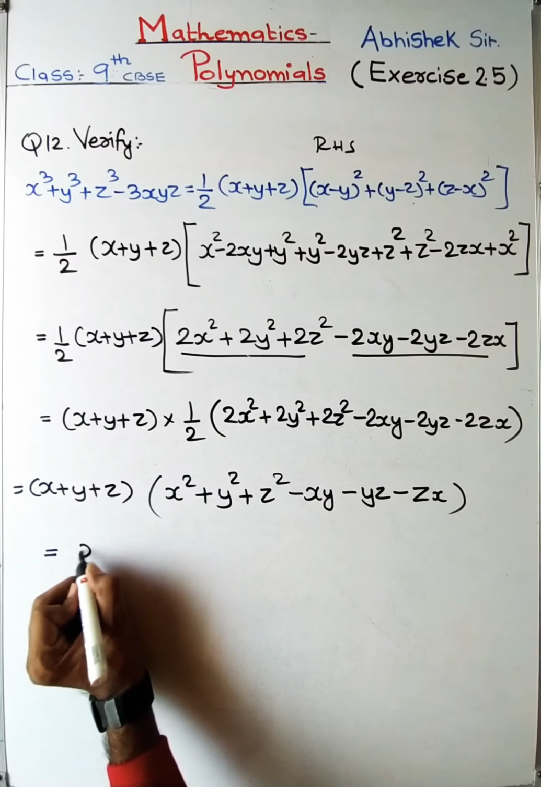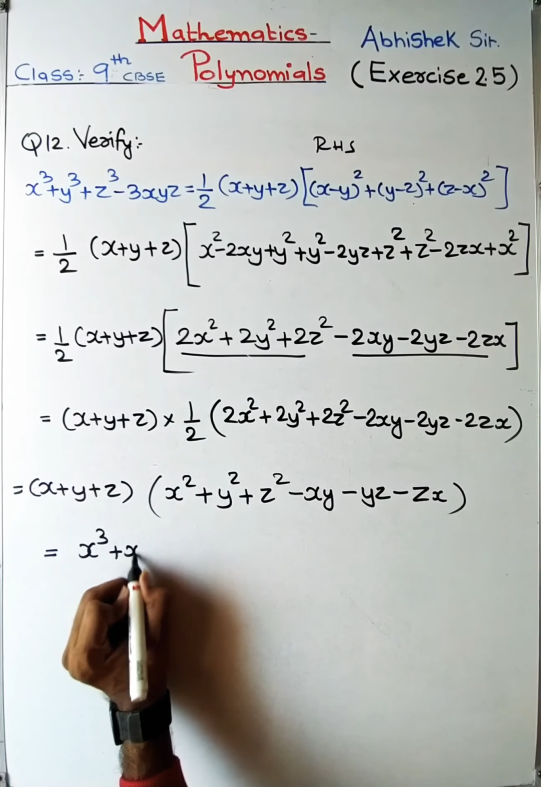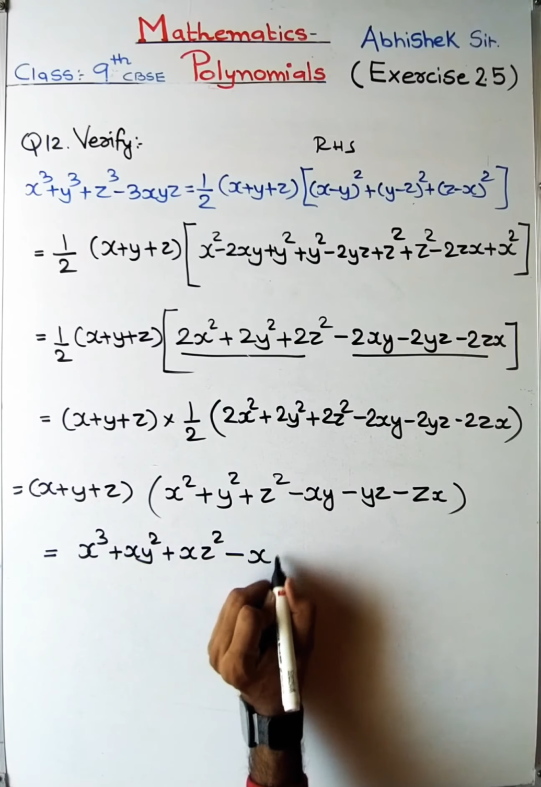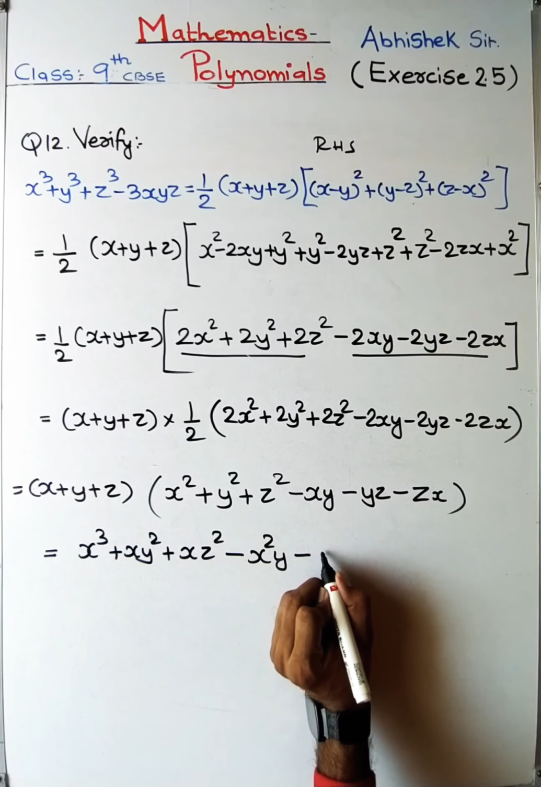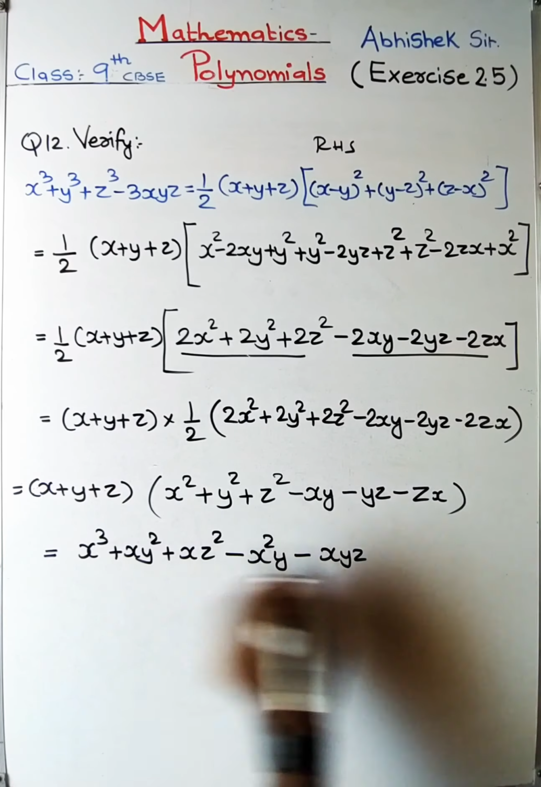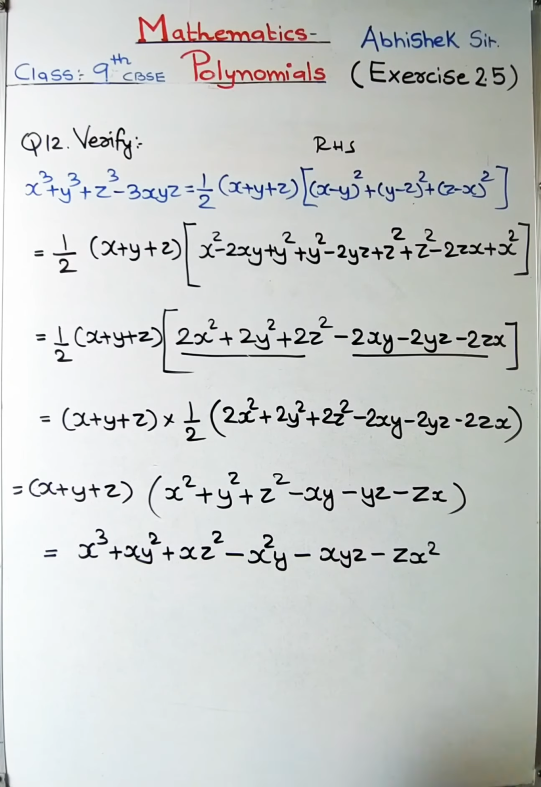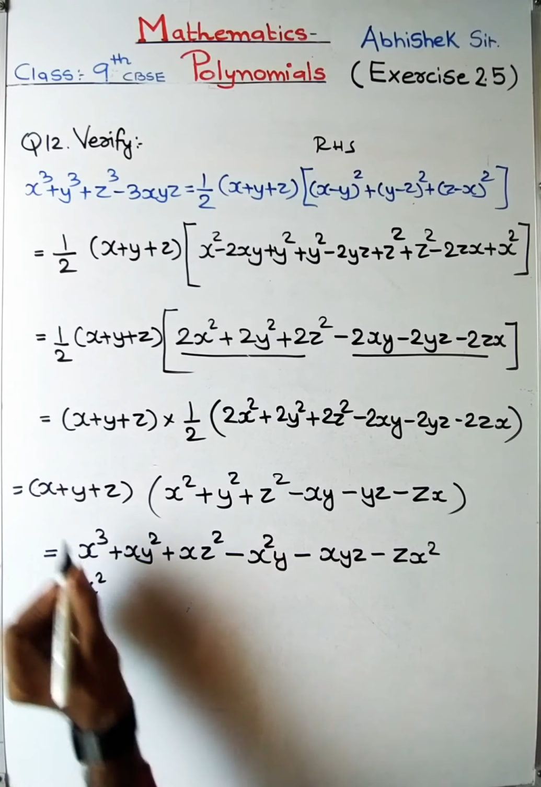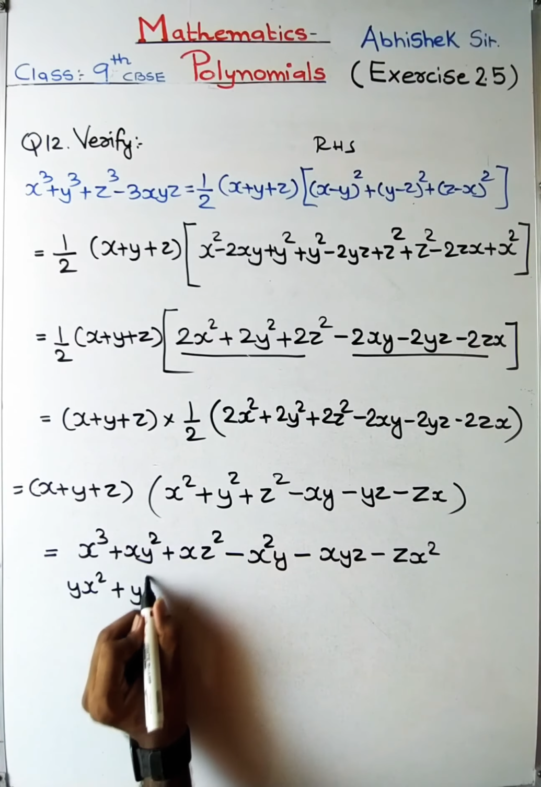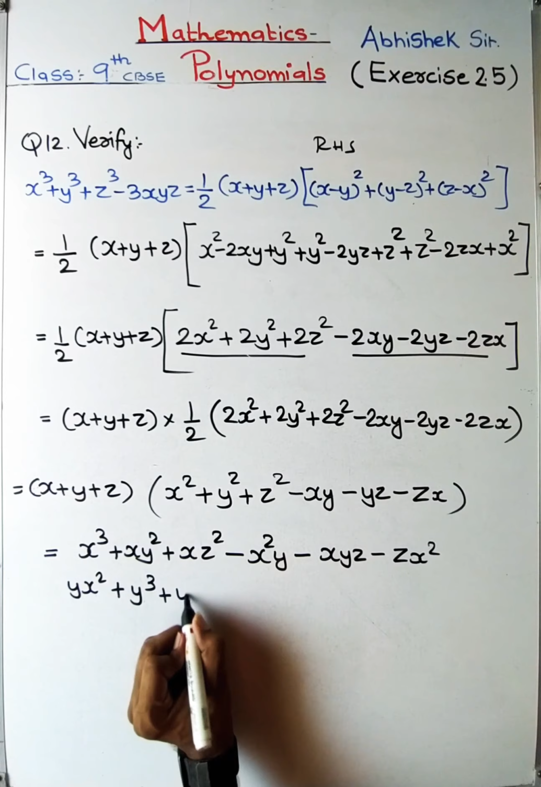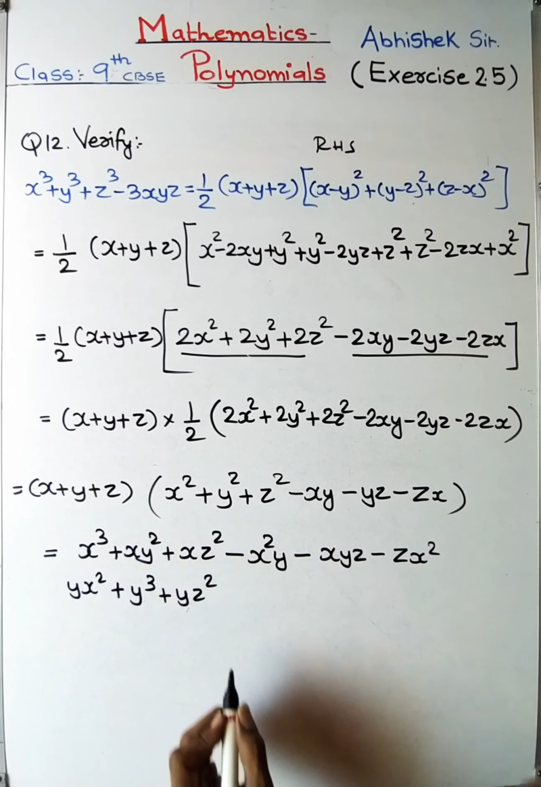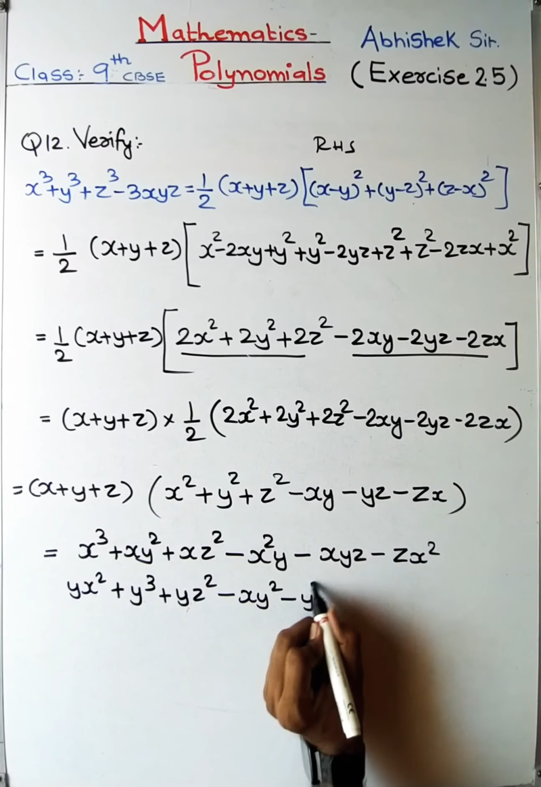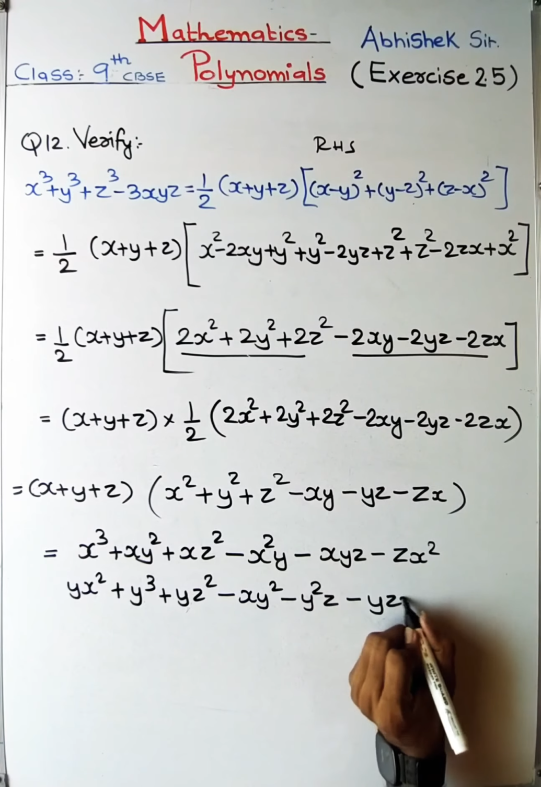So x into x square is x cube, x into y square is xy square, x into z square is xz square, minus x square y minus xyz minus zx square. Same way continue with y. So y into x square, that is yx square, then y into y square, it is y cube, then y into z square is yz square. Then moving on to minus xy square, minus y square z and minus yzx.